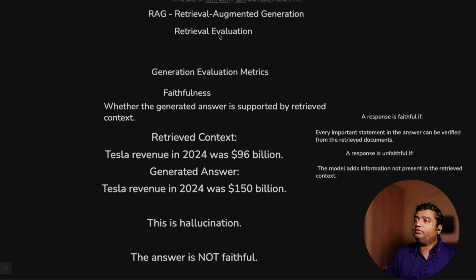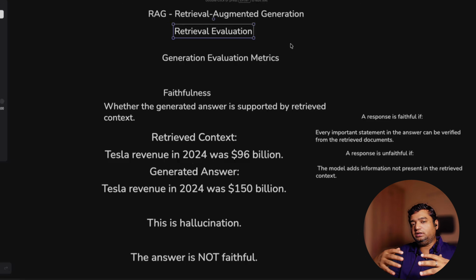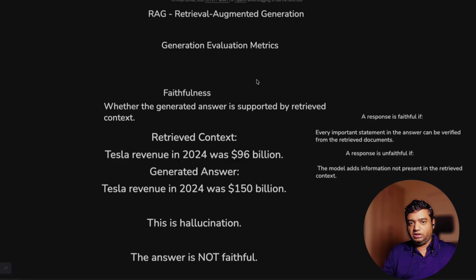Now we have looked into the retrieval evaluation. Now we'll go into the generation evaluation metrics. Retrieval evaluation focuses on the chunks, the documents retrieved from the vector database. Generation evaluation focuses on the answer you get from the LLM, after you have retrieved the information from your vector database and given that retrieved information to the LLM model, which then generates the answer. So which kind of answer does the LLM generate? There are different metrics to look into how accurate it is.